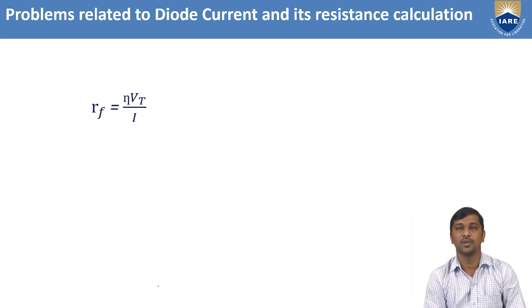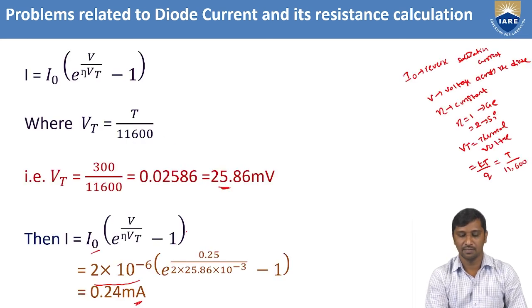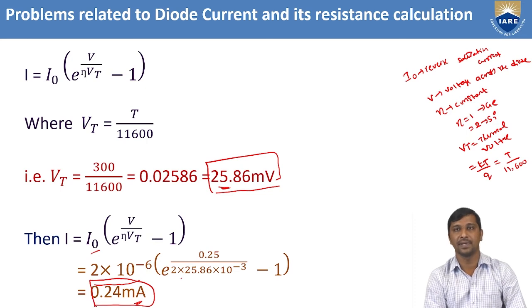First, I'm going to calculate the dynamic resistance under the forward bias, and we know that the dynamic resistance under the forward bias is represented by eta times Vt by I. Here, first we need to verify whether all the values are there. Eta is a constant, and Vt and I we observed here. Vt is 25.86 millivolts and I is 0.24 milliamperes.